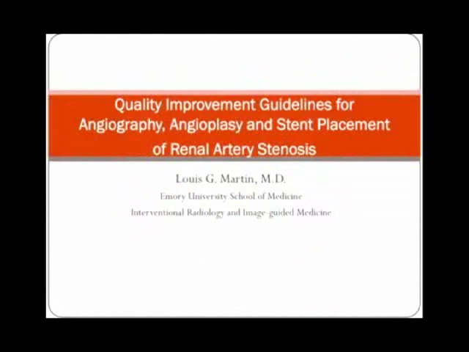Our session this morning is on aortic and visceral artery disease. I'd like to invite Dr. Lou Martin back to the podium, and he's going to talk to us about quality improvement for the endovascular management of renal artery stenosis. Dr. Martin.